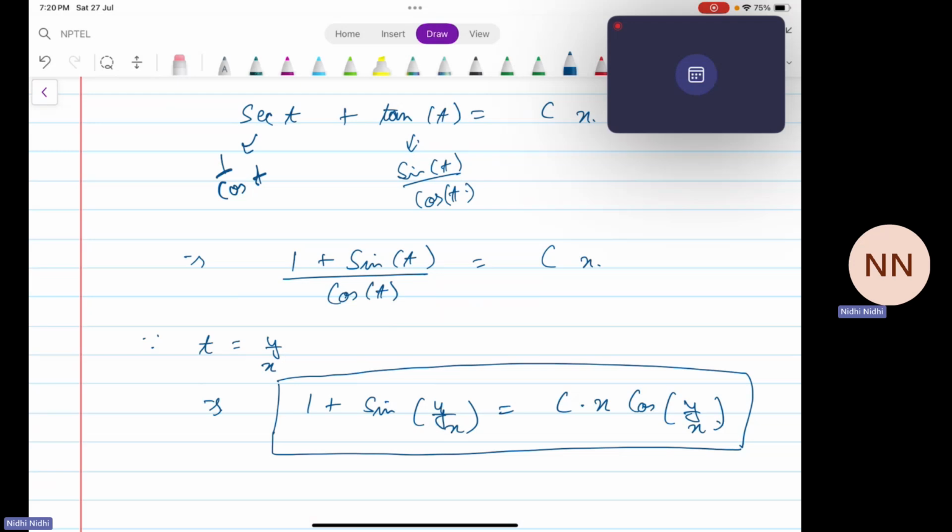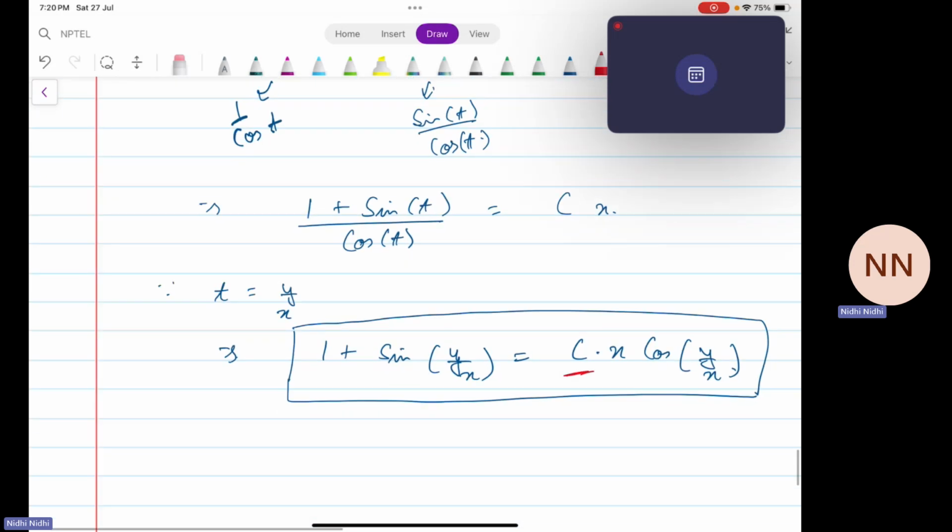All these solutions that we are finding are actually the general solution, because we have this arbitrary constant c in our solution. So by solution we mean the general solution.